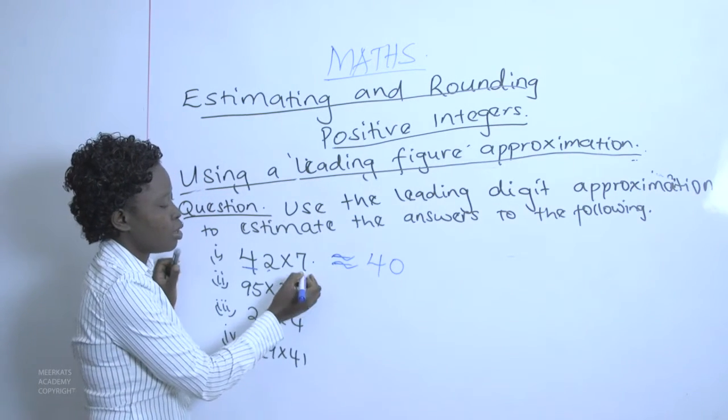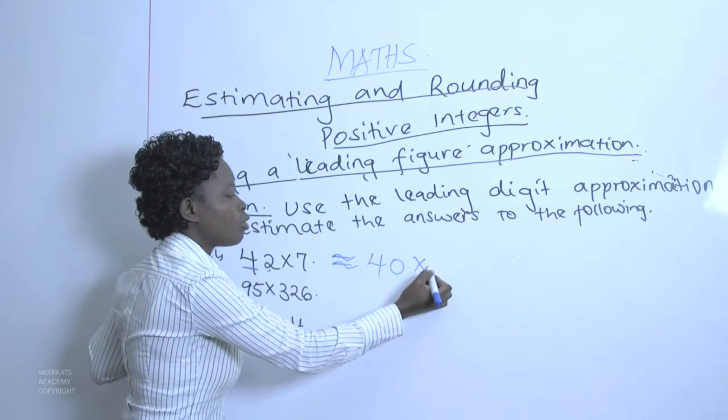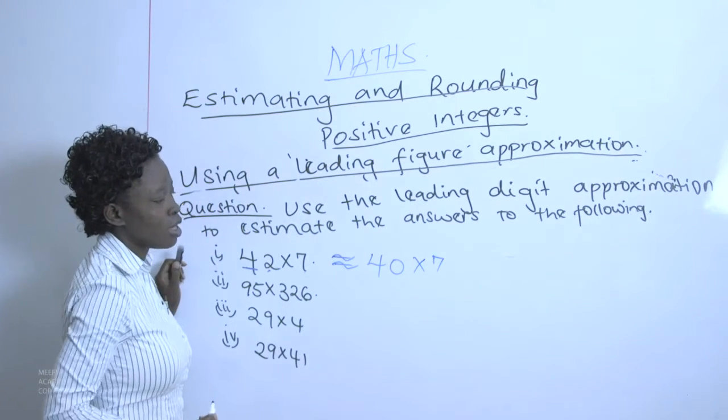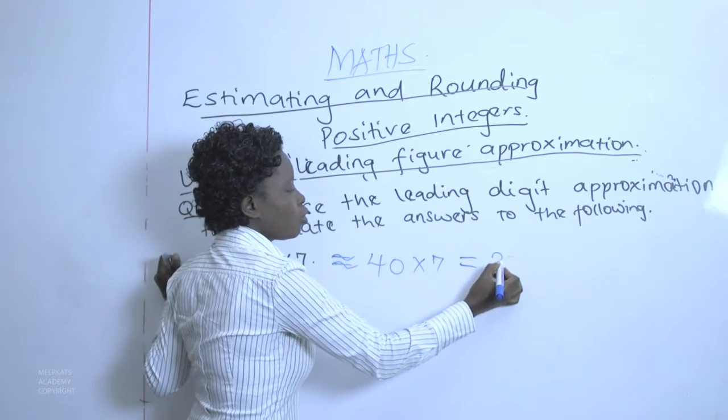Then 7 has no other figure before it. So we are only left with 40 times 7. And we get that 40 times 7 will give us 280.